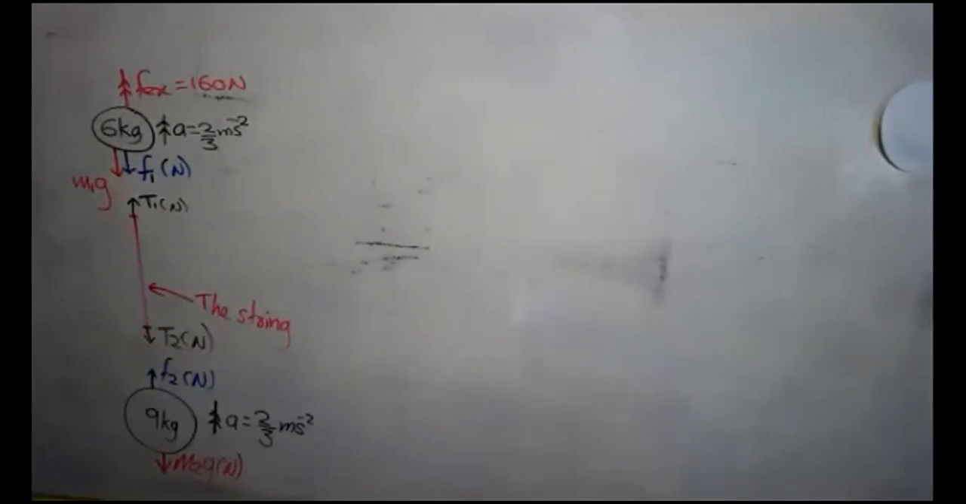6 kg object is moved up by 160 Newton force. As the string is connected to the 6 kg object, when 6 kg object is moving up, it pulls the string upward by a force of T1 Newton. According to Newton's third law of motion, when 6 kg object gives a force to the string, the string should give equal and opposite reaction force to the 6 kg object. That force is marked as F1 on 6 kg object.